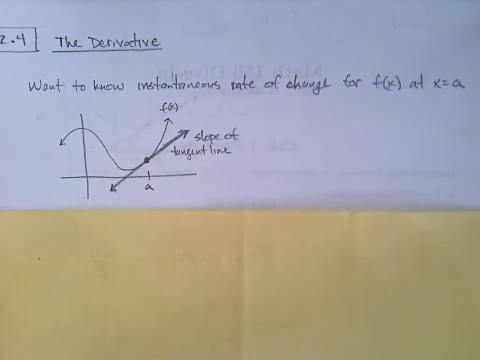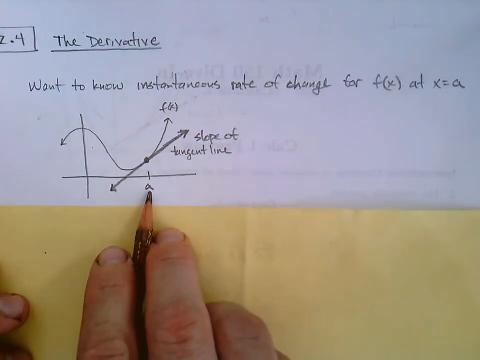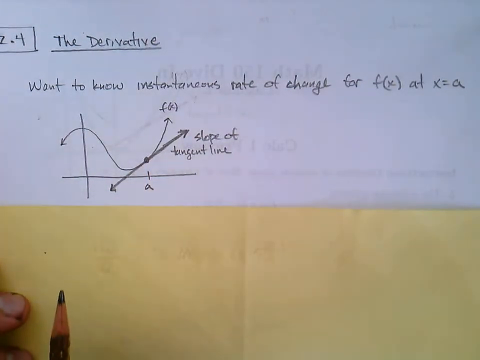Okay, we want to know the instantaneous rate of change for f of x at x equals a. And so if you remember back from the what is calculus couple videos I did to start the semester off, I think I called it what is math 121, you saw this image here. So if we have the graph of a function, could be anything, and let's say we'd like to know the instantaneous rate of change at some moment a. So we got our point on the graph there.